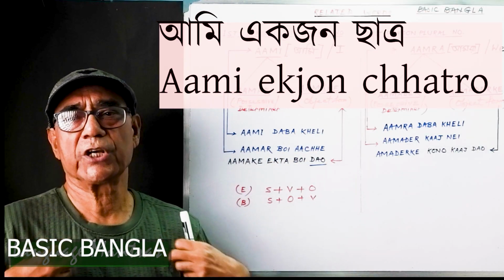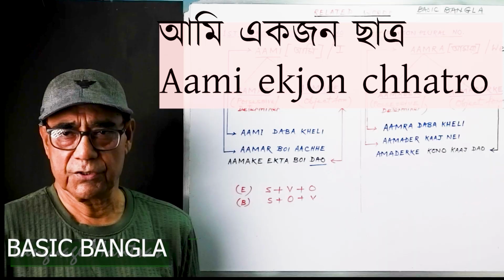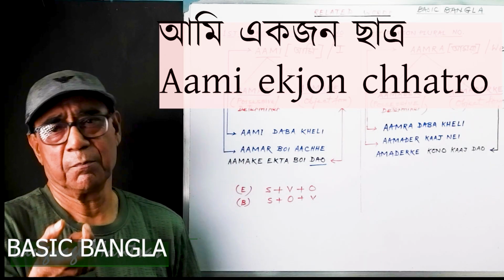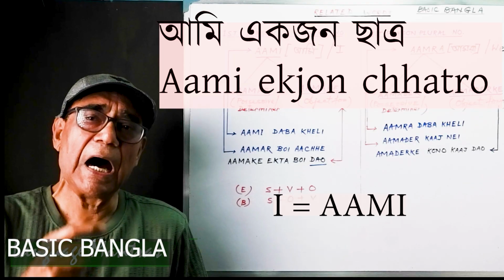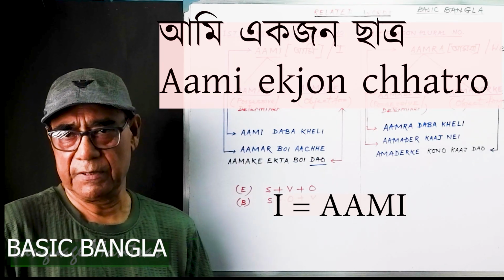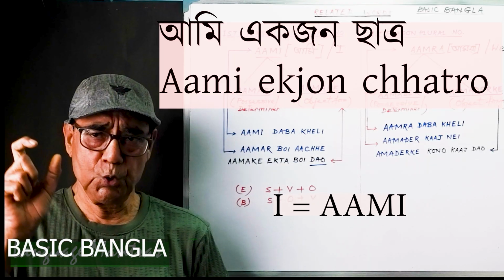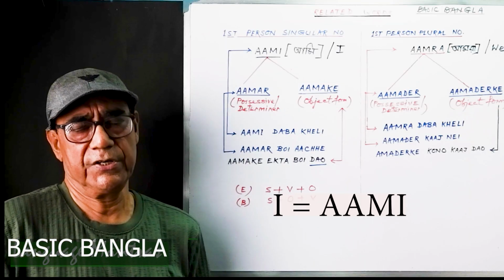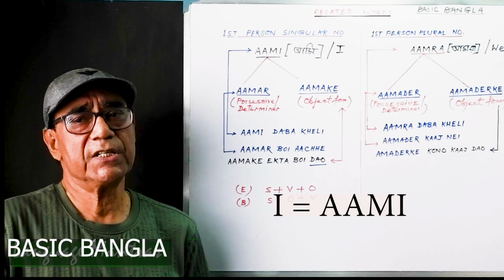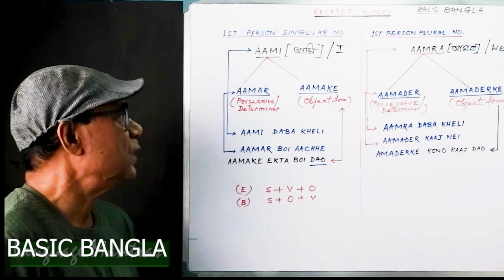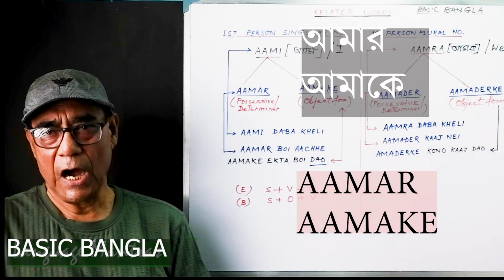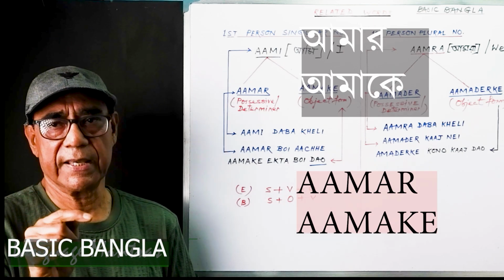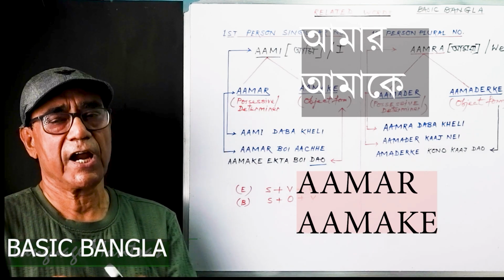Aami ekjon chhatro. I am a student. So I becomes Aami in Bengali. I means Aami, first person singular number. This Aami has two very closely related words. You must know that, otherwise you cannot talk at all. These words are Aamar and Aamake. So Aami, Aamar, Aamake, these three words make a triangle.